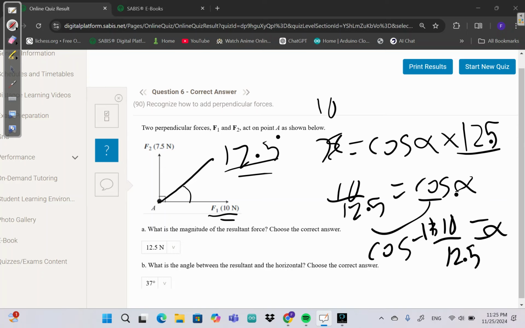We do this on the calculator. Cosine inverse of 10 over 12.5. We get 36.86, which if we round is going to be 37. So that's it for this question.